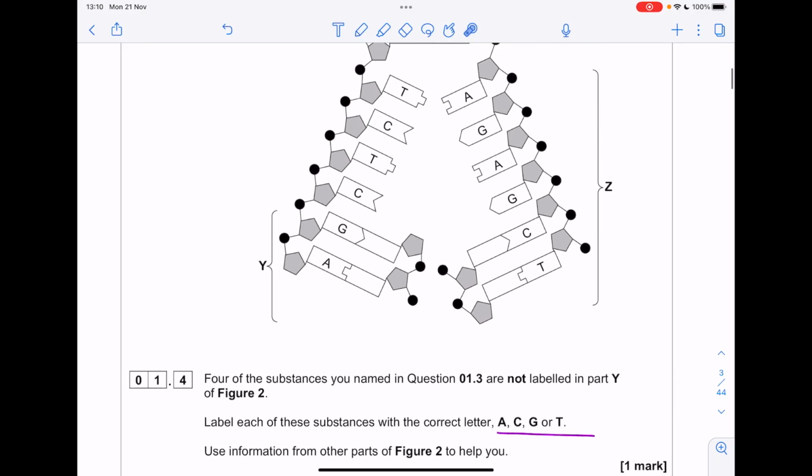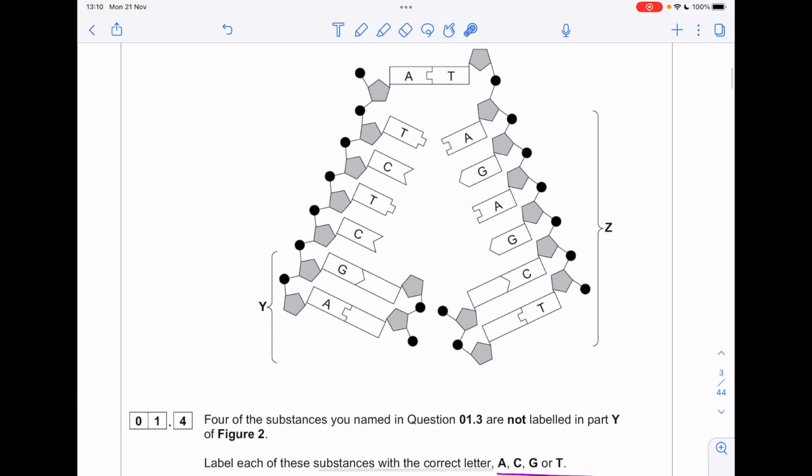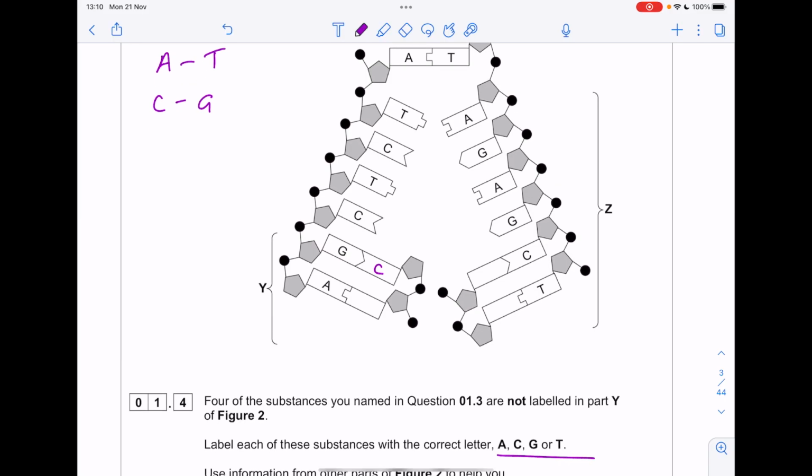Okay, I think this question's a bit confusingly worded, but it just wants the name of these bases. Remember, the complementary base pairing rules state that A goes with T, C goes with G. So that's why these are the bases you need to label.